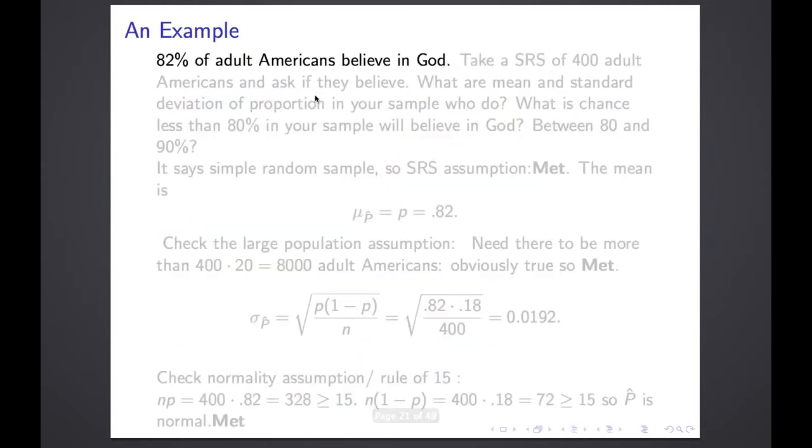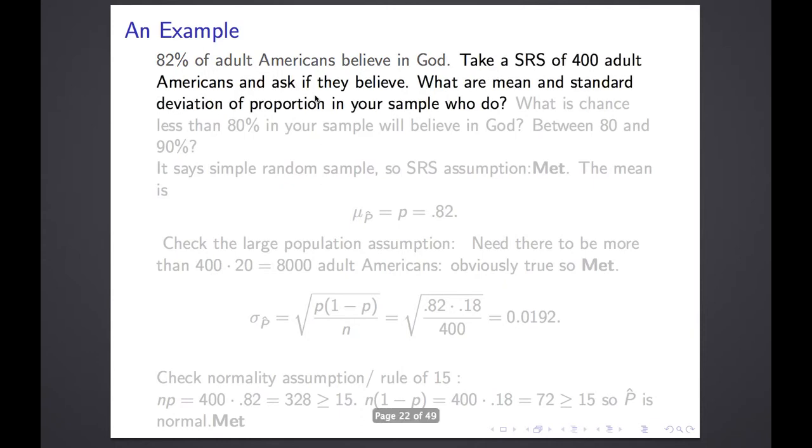So let's see what this looks like in practice. Remember, 82% of adult Americans believe in God. Suppose we take a simple random sample of 400 adult Americans and ask them if they believe in God. What are the mean and standard deviation of the proportion in your sample who believe in God? We'll also find what's the chance that 80% believe in God, what's the chance that less than 80% believe in God, and also what's the chance that between 80 and 90% believe in God.